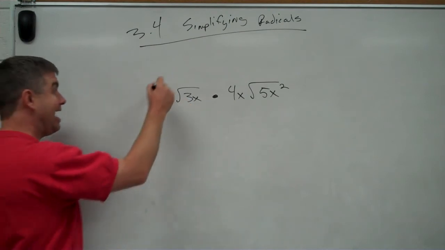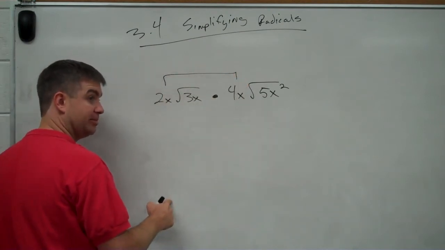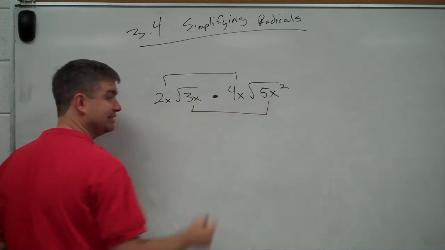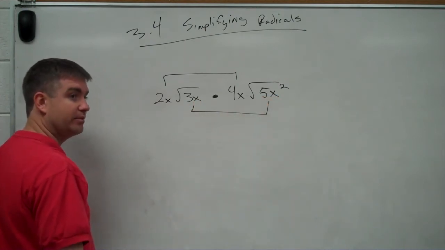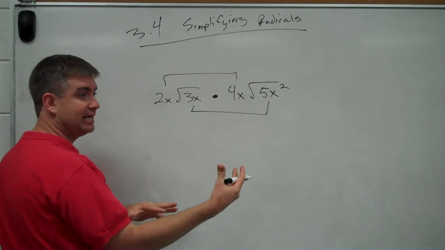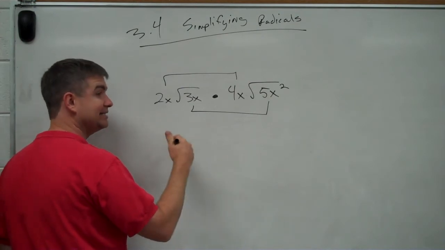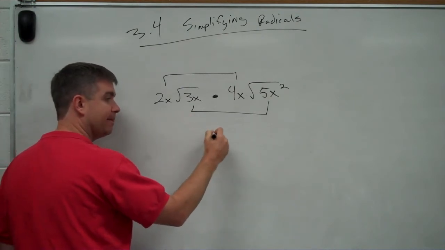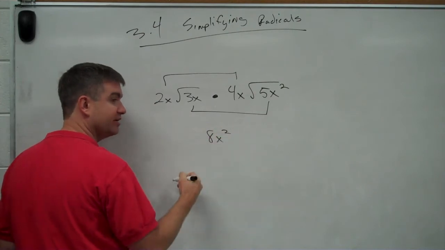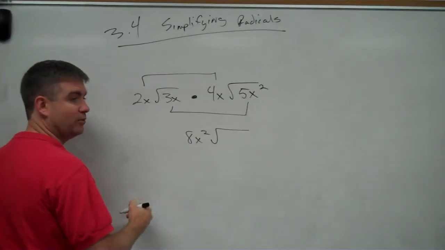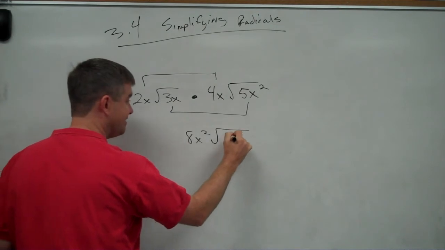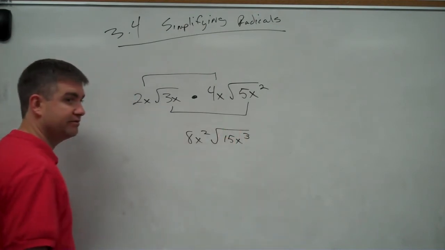What do we have to do on the outside? Multiply. What do we have to do on the inside? Multiply. We multiply the outside, we multiply the inside. On the outside, what do we get? 8x squared. 8x squared, very good. On the inside, what do we get? 15x cubed. 15x cubed. Very good.